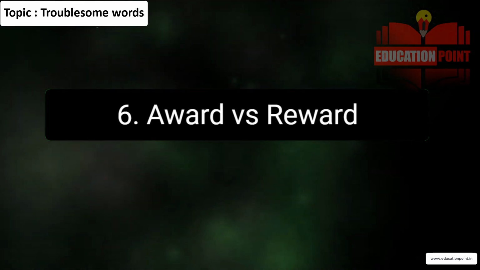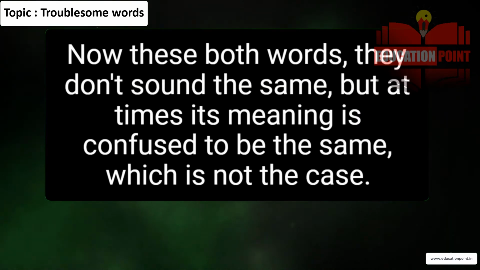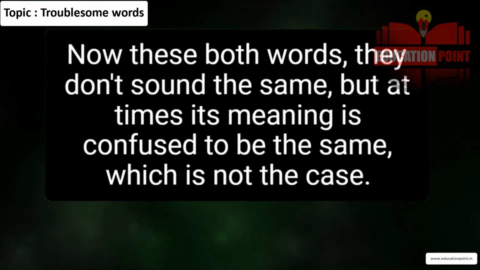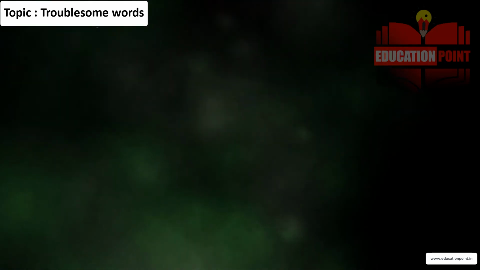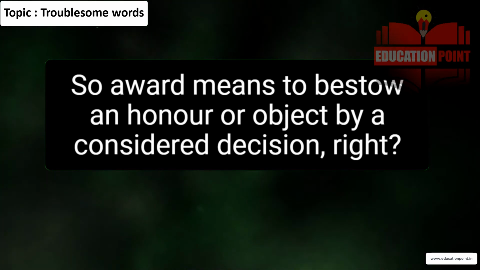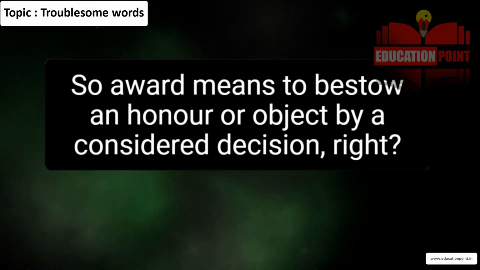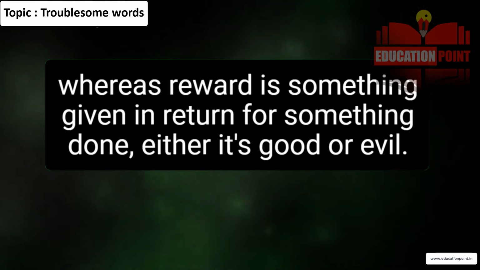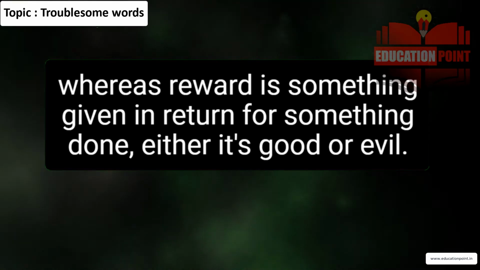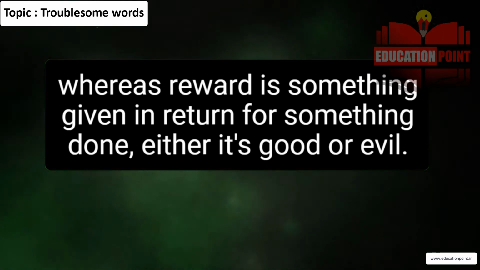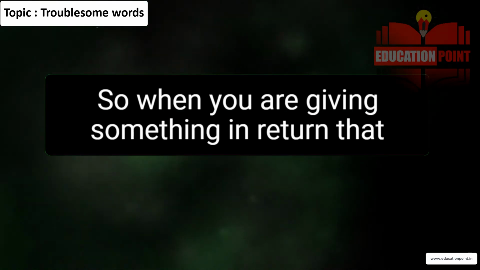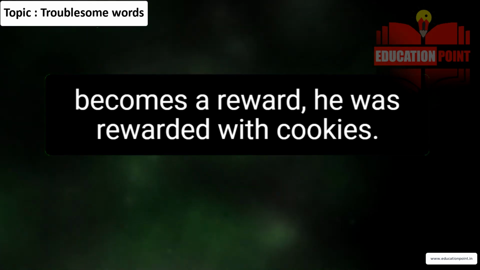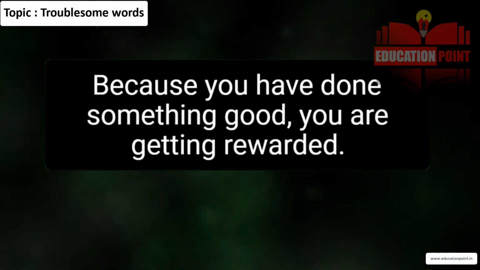The sixth set of words is award versus reward. Now these both words, they don't sound the same, but at times their meaning is confused to be the same, which is not the case. So award means to bestow an honor or object by a considered decision, right? Example, the principal gave academic awards to the top students. Whereas reward is something given in return for something done, either it's good or evil. So when you are giving something in return, that becomes a reward. He was rewarded with cookies. Because you have done something good, you are getting rewarded.